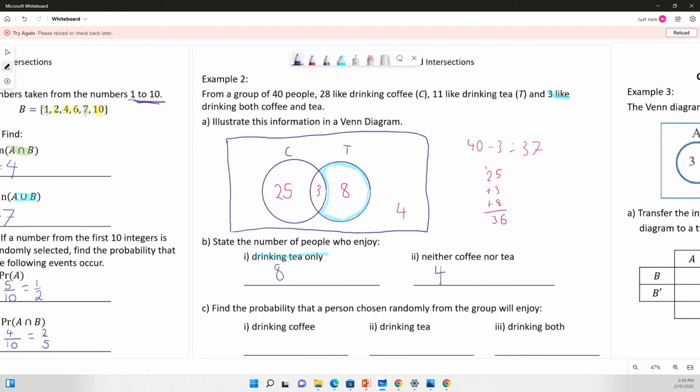Part C. Again, give this one a shot if you haven't already. Find the probability that a person chosen randomly from the group will enjoy drinking coffee. The number who like drinking coffee is our numerator. So the probability of liking coffee: our numerator is the total number who like drinking coffee, so that's 28. Remember, this would include people who like drinking coffee and tea. Out of our total sample space, 40. Now we want to get this into its simplest form.